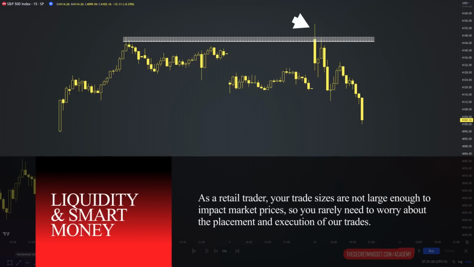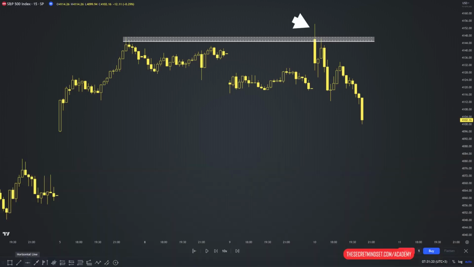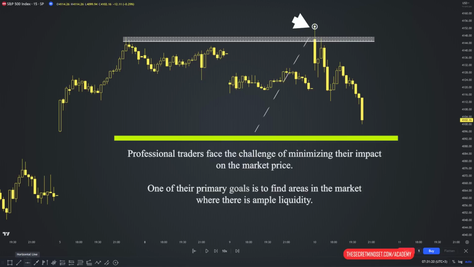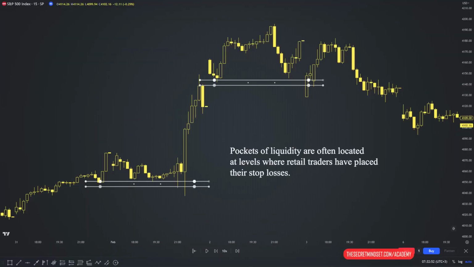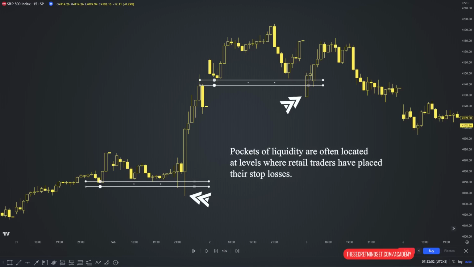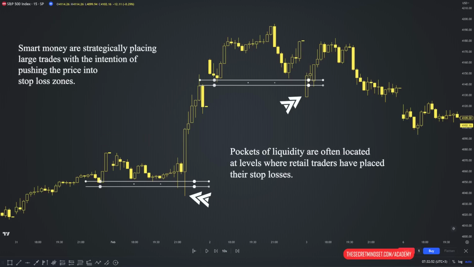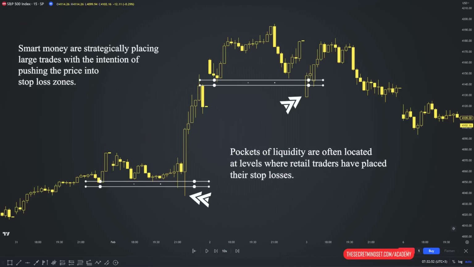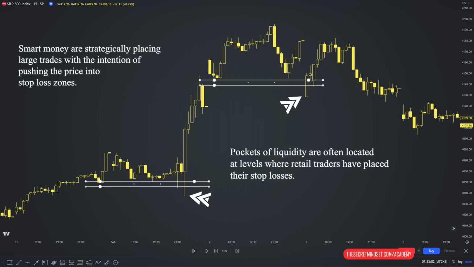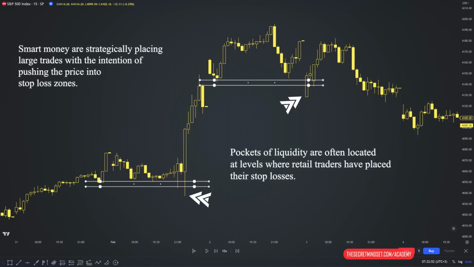But for large institutions, however, getting in and out of trades can be a big problem. Given the substantial size of the trades they enter, professional traders face the challenge of minimizing their impact on the market price. Therefore, one of their primary goals is to find areas in the market where there is ample liquidity, and these pockets of liquidity are often located at levels where retail traders have placed their stop losses. The reason why stop hunts are seen frequently in any market is down to professional traders. They are strategically placing large trades with the intention of pushing the price into the stop loss zones.